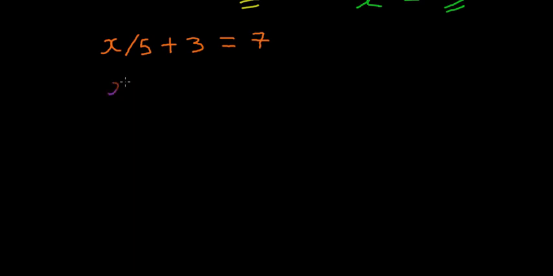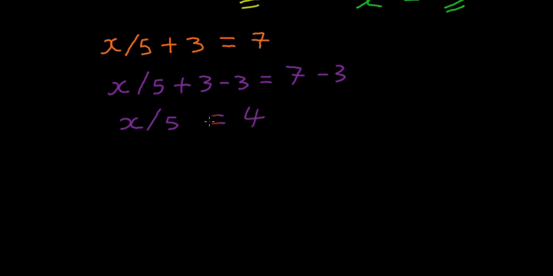So we have x divided by 5 plus 3. So to eliminate this 3, we take away 3 from this side, and we must do the same at the other side as well. Minus 3. So we have x, there's nothing left. Then 7 minus 3 gives us 4. So now we have x over 5.